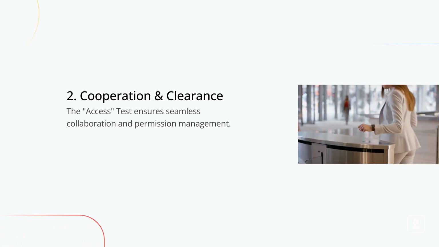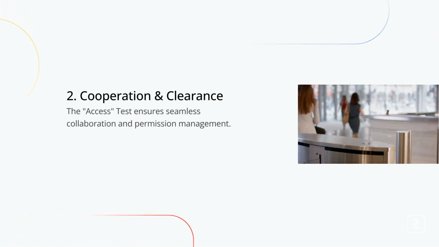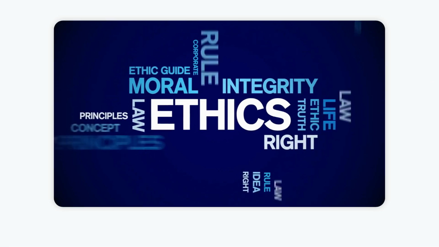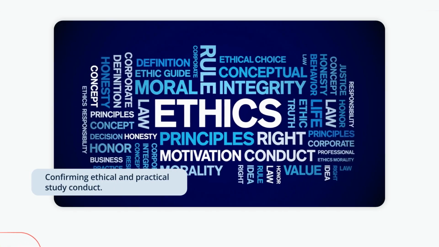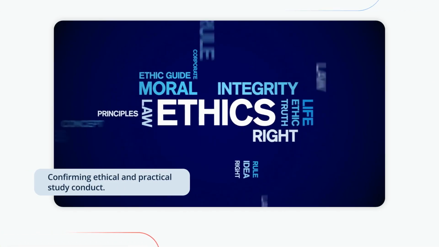Secondly, cooperation and clearance, or the access test. This confirms you can actually conduct the study ethically and practically. With formal site permissions, you must secure a formal letter of cooperation from the highest relevant leader, such as the superintendent, CEO, or VP, stating the organization agrees to support your research. This is required before your institutional review board will give final approval.